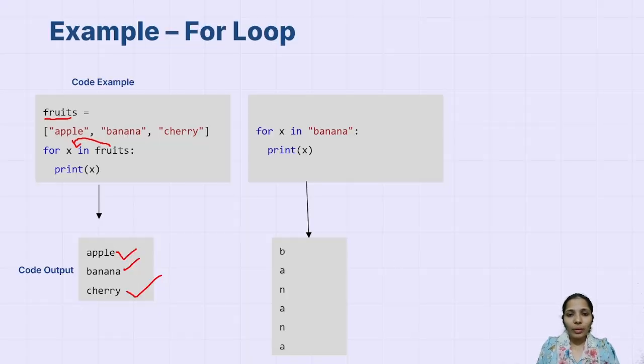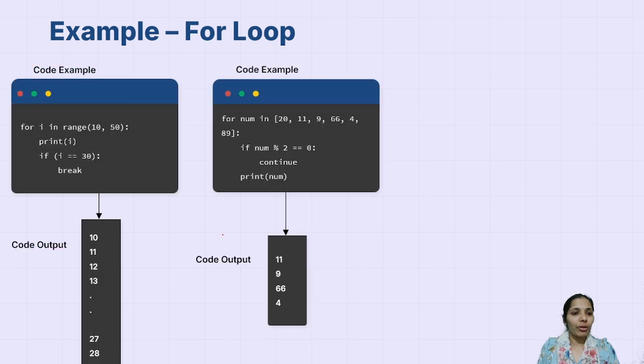Now we will see how we can use our for loop with the break and continue statements. Here, the break statement indicates that it will break once the condition is satisfied. Let us explain this particular code example. I have taken for i in range 10 to 50, which indicates that it's going to start printing the numbers from 10 up to 49. It will exclude 50 as it's given the range here. And I will say print i.